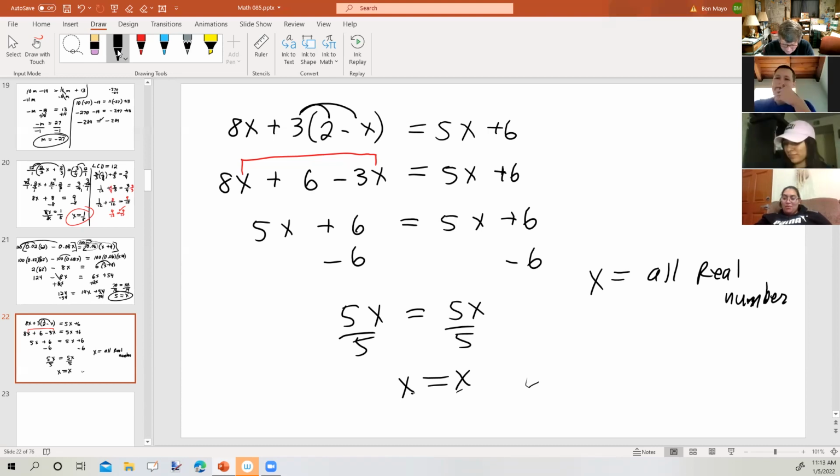This is what's known as an identity, where both sides are exactly the same, they're identical. So the solution is all real numbers, because if you can get it down to the variable equals the variable, you could put any real number in the left and the same thing in the right.